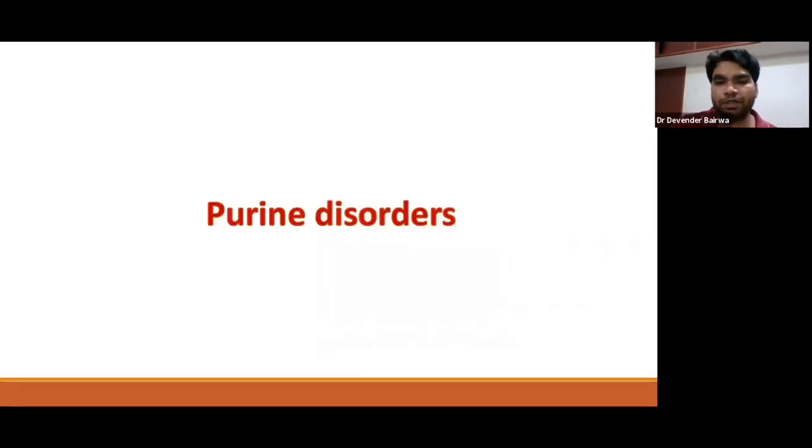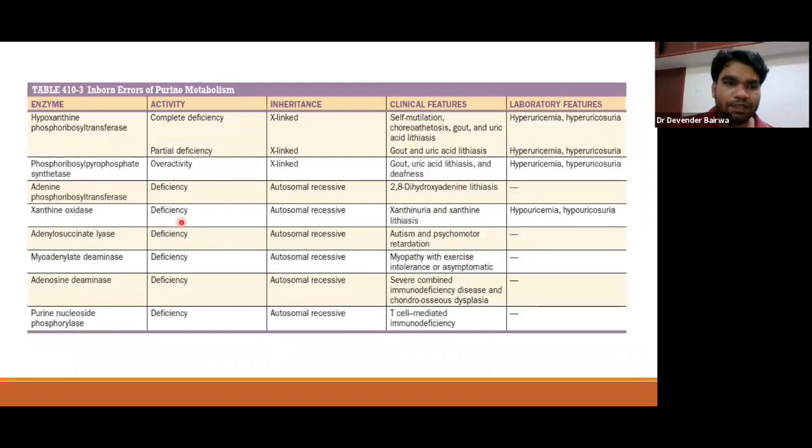Coming to some purine disorders, some chosen purine disorders, we will discuss some enzyme defects. So let's see this table. This table is important because defects in different enzymes cause different kinds of manifestations. So let's see hypoxanthine phosphoribosyl transferase deficiency, that is HPRT or HGPRT deficiency. Complete deficiency, partial deficiency. Both are X-linked. In complete deficiency, apart from gout and uric acid lithiasis, there is self-mutilation, choreoathetosis, seizures. Basically, CNS involvement is there. In case of a partial deficiency, there is no CNS involvement, only gout and uric acid lithiasis.